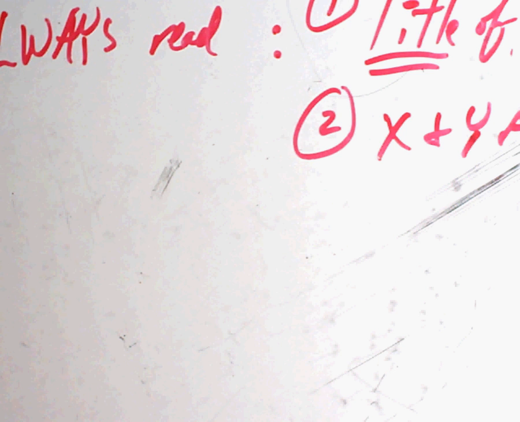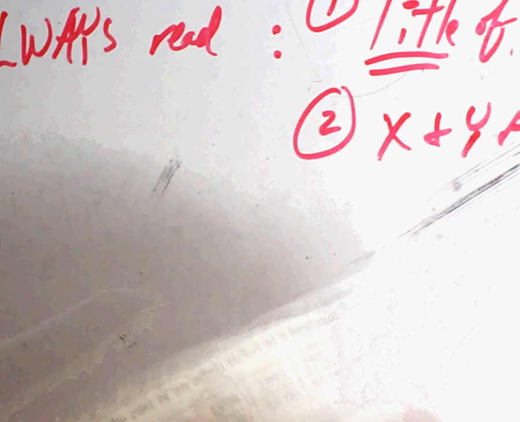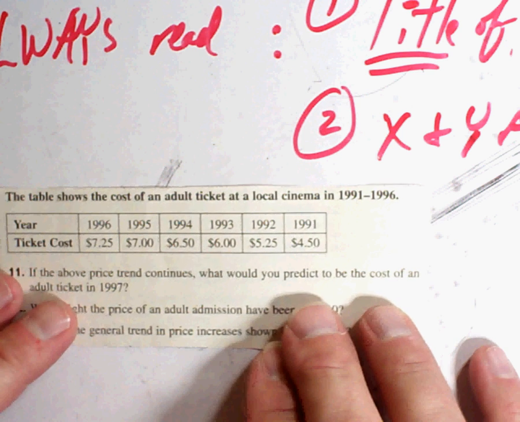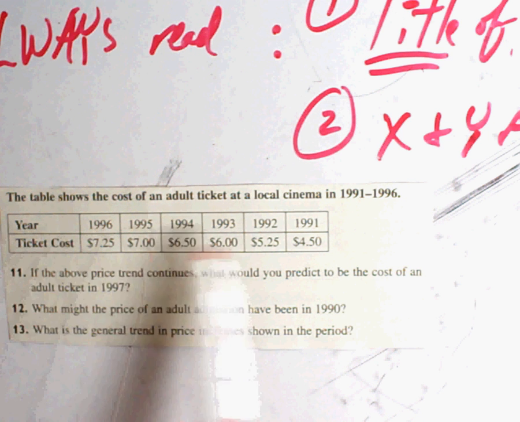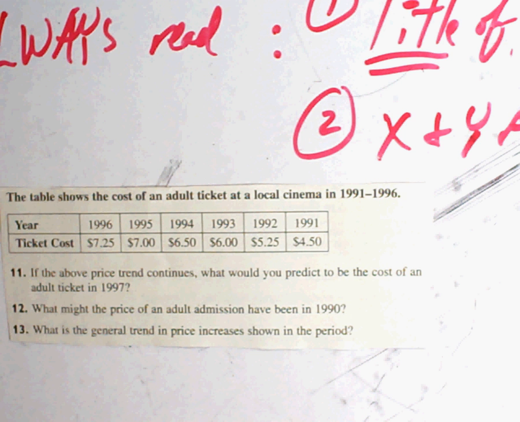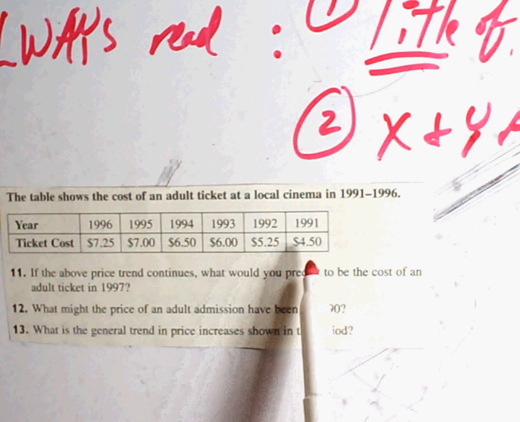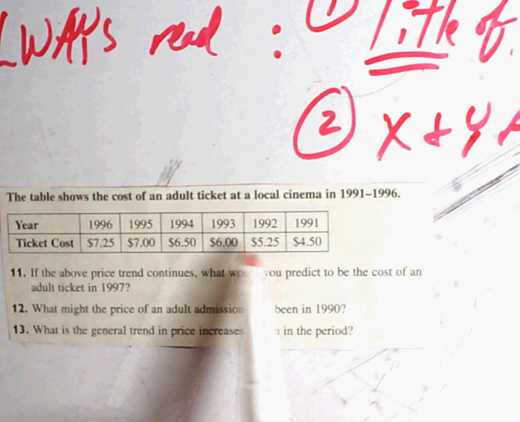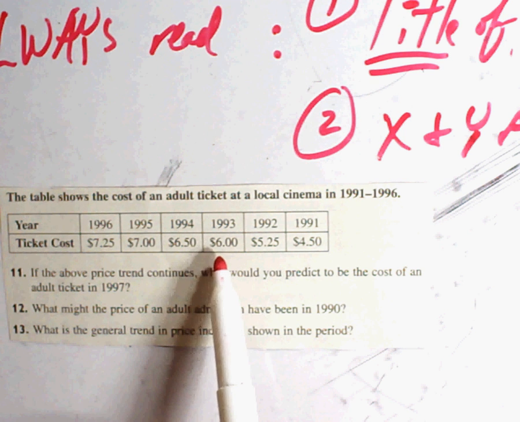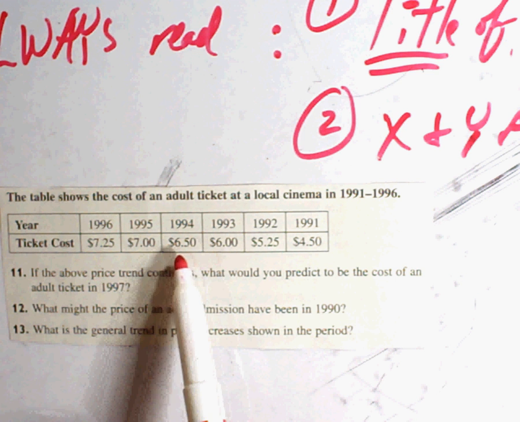So let's go back to this first one real quick. Just looking at a table, can we answer a couple of questions? If the above price trend continues, what would you predict the cost of an adult ticket in 1997? First of all, there is no 1997 on the chart. So they're going to give you that data and you've got to interpret some things. So let's see, from here to here, 450 to 525, that's 75 cents. 525 to here is 75 cents. Looks like a trend. 6 to 650 is 50 cents.